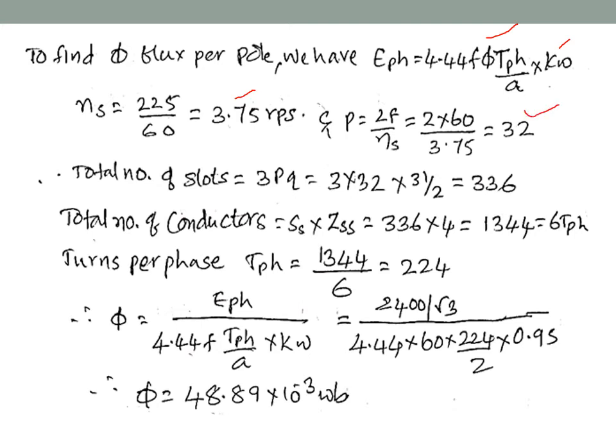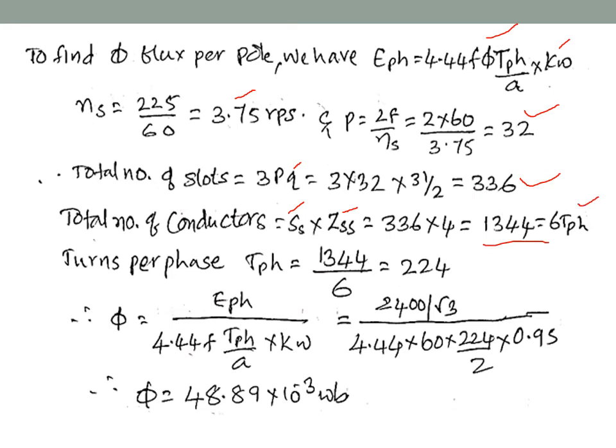So number of slots is equal to 3PQ, 3 into 32, which comes out to be 336. Now the total number of conductors: the number of slots is this, and the conductors per slot is this, so this will give the total number of conductors. So 336 into 4 comes out to be 1344, and this is also equal to 6 TPH.